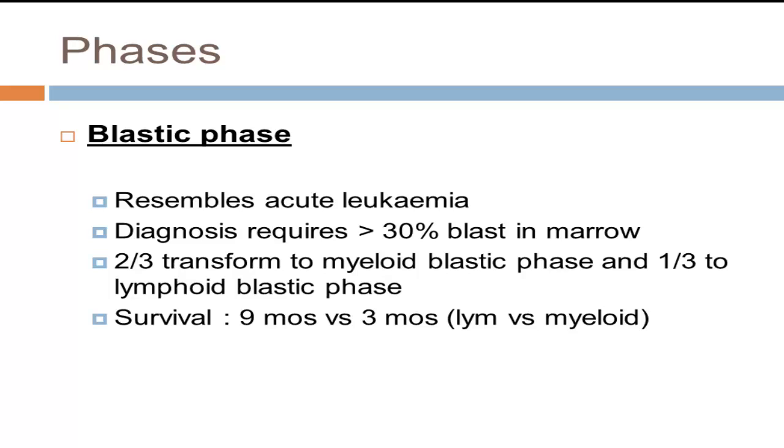Blastic phase resembles acute leukemia. Diagnosis requires more than 30% blasts in marrow. Two-thirds transform to myeloid blastic phase and a third to lymphoid blastic phase. Survival is 9 months to 3 months, comparing between lymphoid and myeloid leukemia.